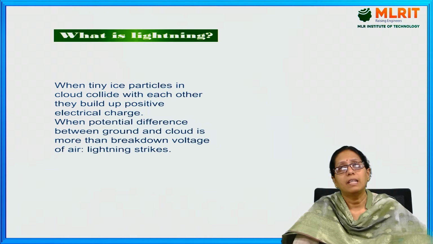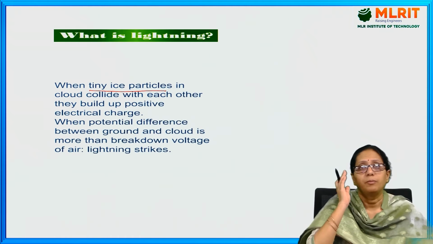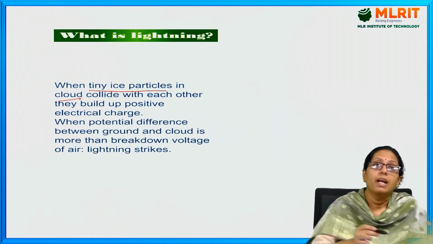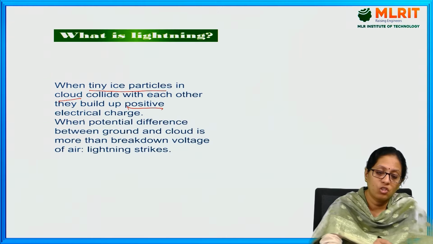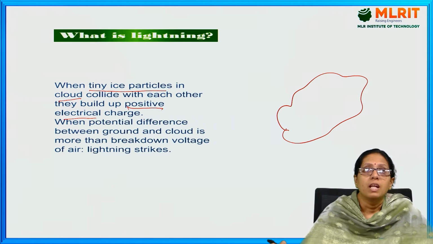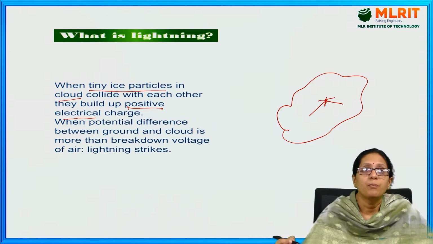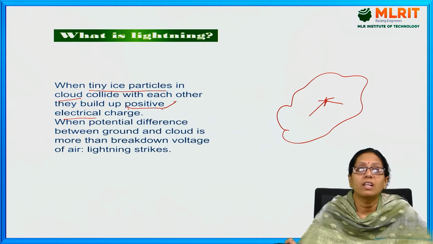What is lightning? Lightning is a tiny ice particle in a cloud, which collide with each other. They build up a positive electric charge. That means inside the cloud, the ice particles will collide with each other. Due to this collision, they provide a positive electrical charge.